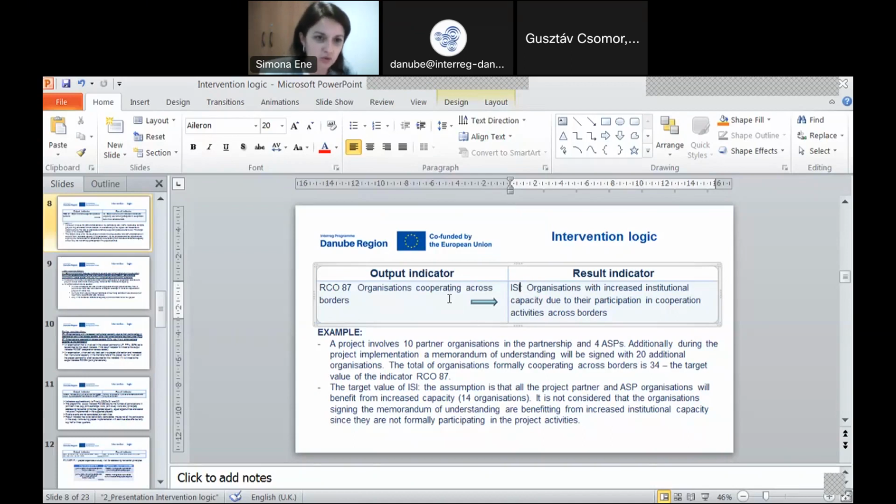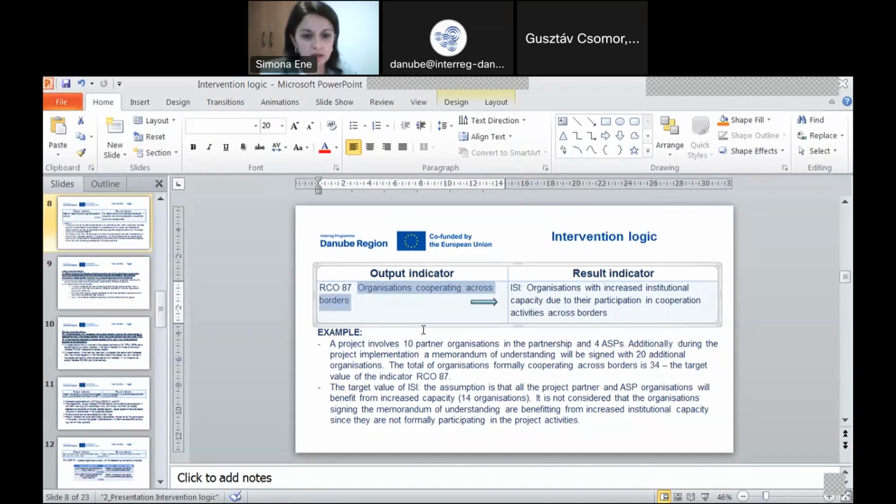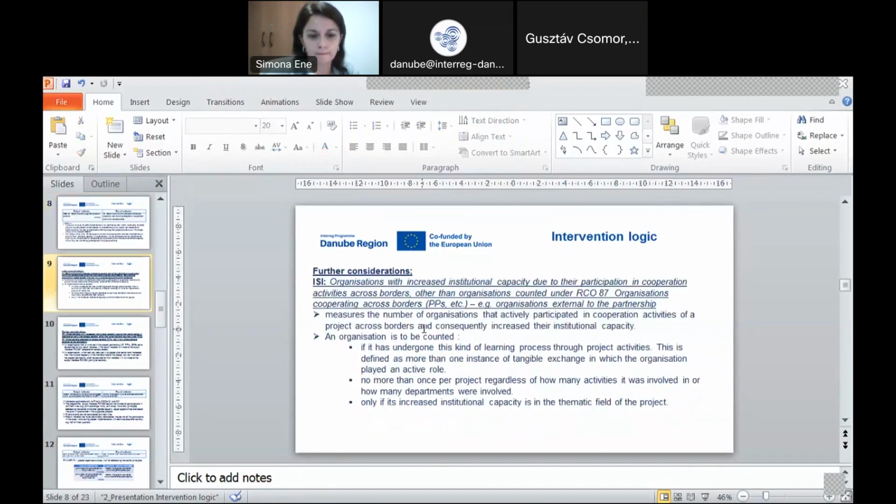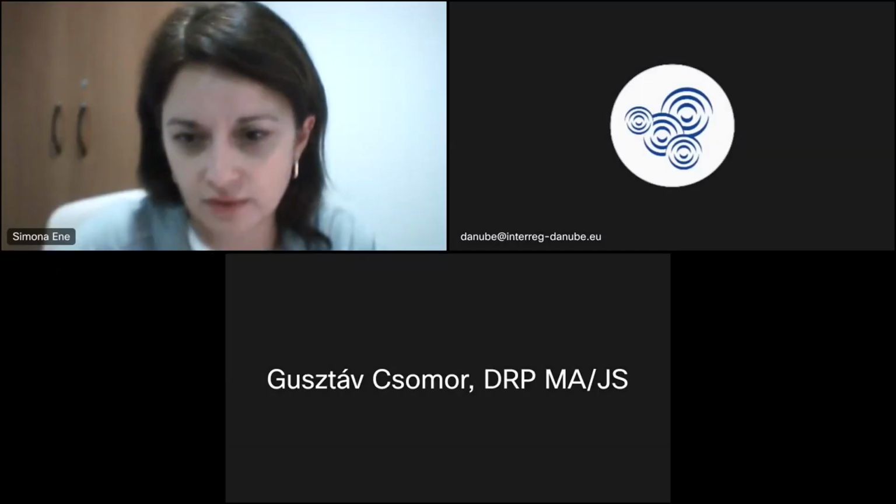Your projects can choose to contribute to one, or it's actually mandatory to contribute to at least two program output indicators. Organizations cooperating across the border is the mandatory one, and you can choose another one. In the moment you choose the output indicator, automatically you have to choose also the result indicator. Now I have to stop sharing to see the rest of the questions.